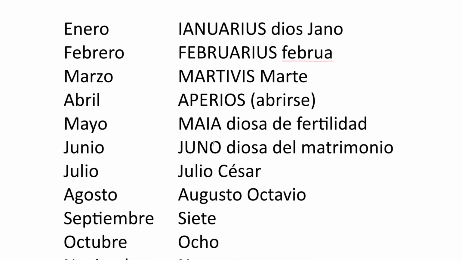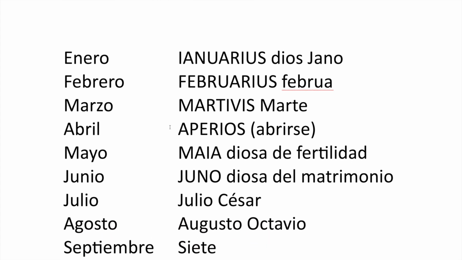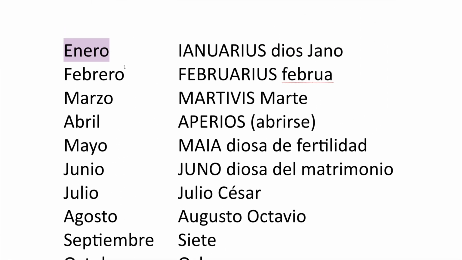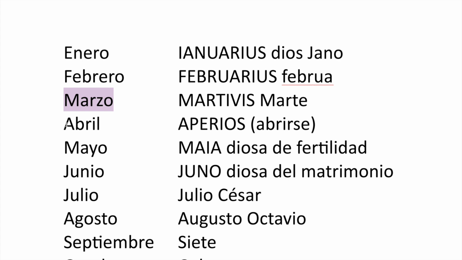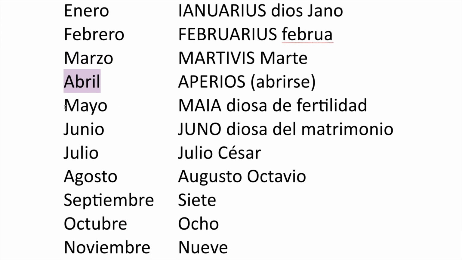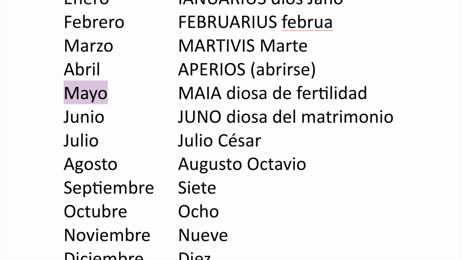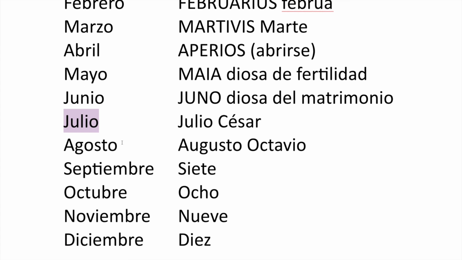Now let's move on to the months. So here are the months, beginning with January. And we're going to end with December. So January we have enero. February will be febrero. March will be marzo. April will be abril. May, mayo. June will be junio. July will be julio. So these are just one sound apart. Keep that in mind.